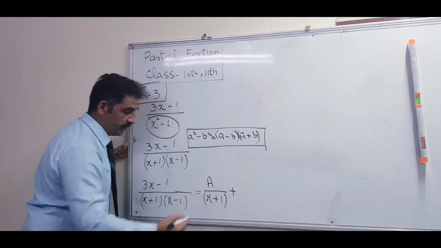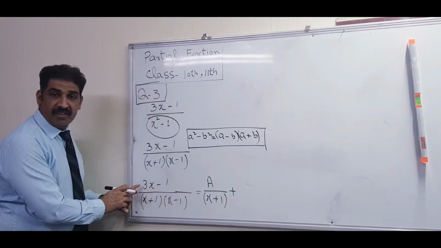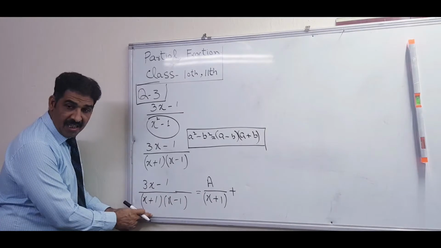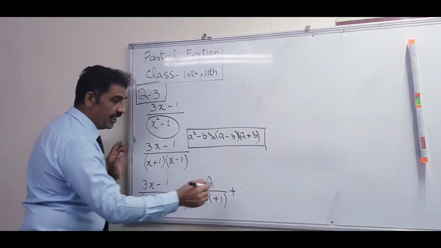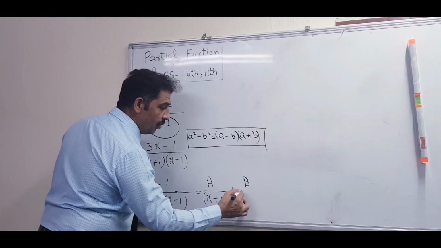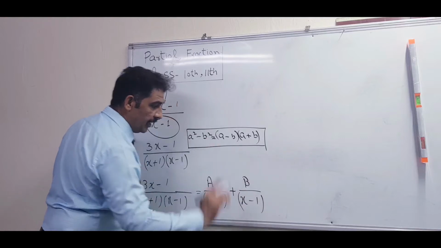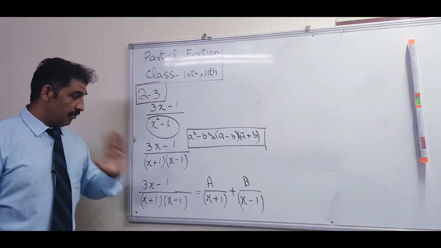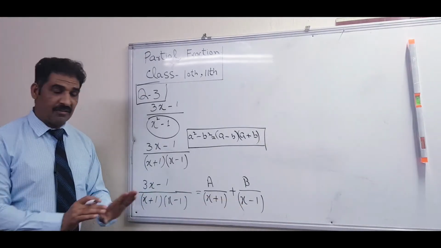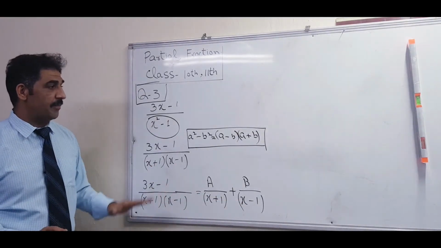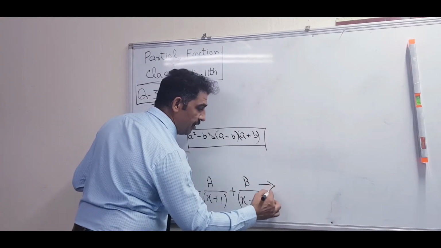and plus b over x minus 1. Whether the numerator is negative or positive, no need to worry. Just watch the denominator. If the denominator has two parts, write a over x plus 1 and plus b over x minus 1. There is no difference if you write x minus 1 first and then x plus 1; the question will be absolutely correct. After that, name this equation number 1.